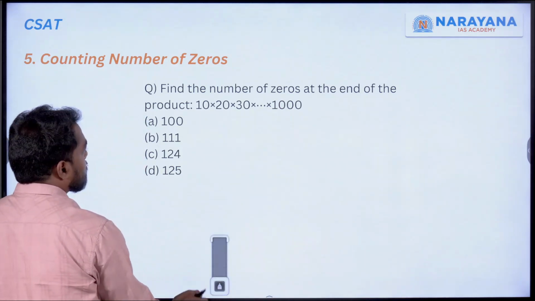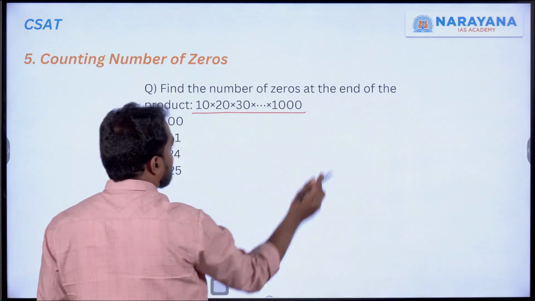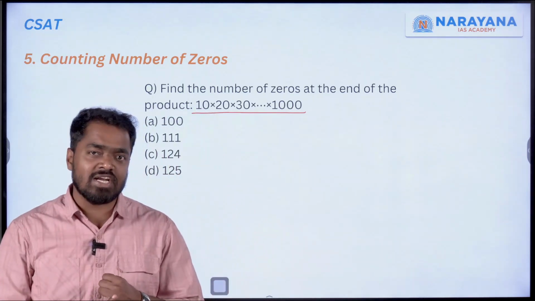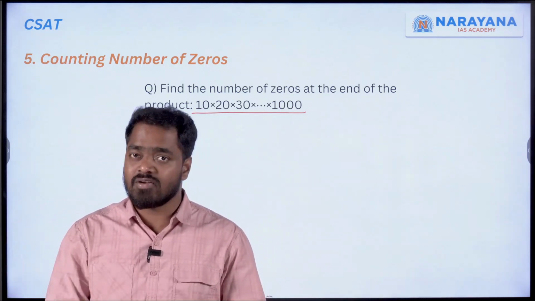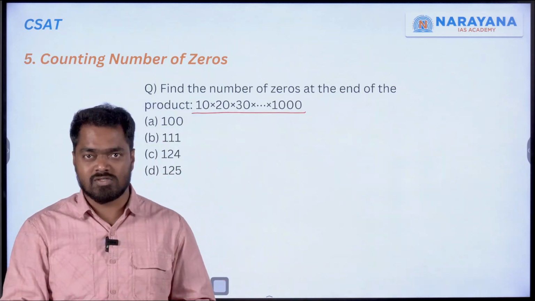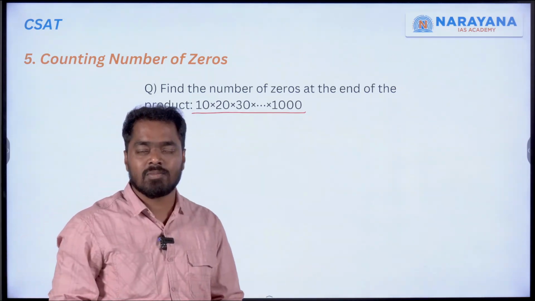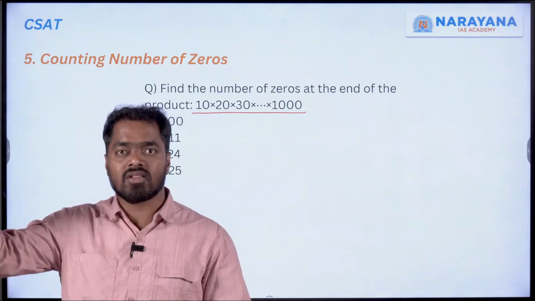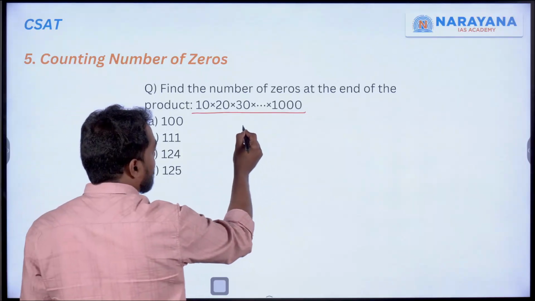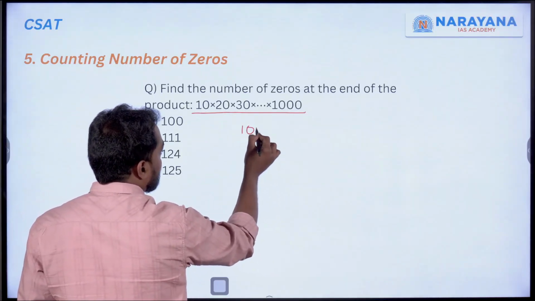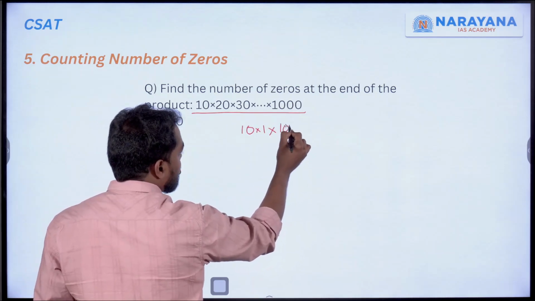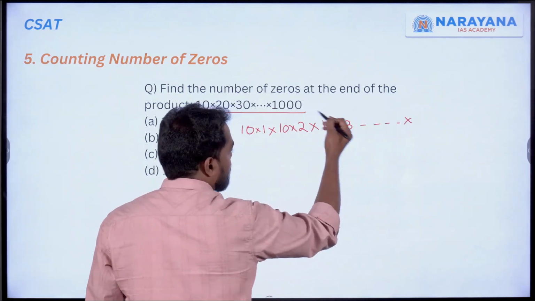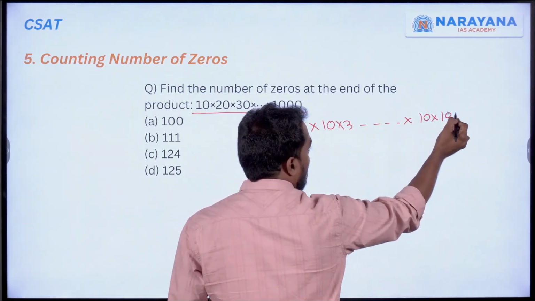Okay, let's solve this question. The product given is 10 into 20 into 30 and so on till 1000. When there is continuous multiplication of numbers, that is nothing but the factorial concept, and you have to use that process. But here this is not continuous multiplication. 10, after that 20 is coming, not 11, 12, 13. But if you take out 10 from every number, this is nothing but 10 into 1, 20 is 10 into 2, 30 is 10 into 3, and so on. 1000 is 10 into 100.